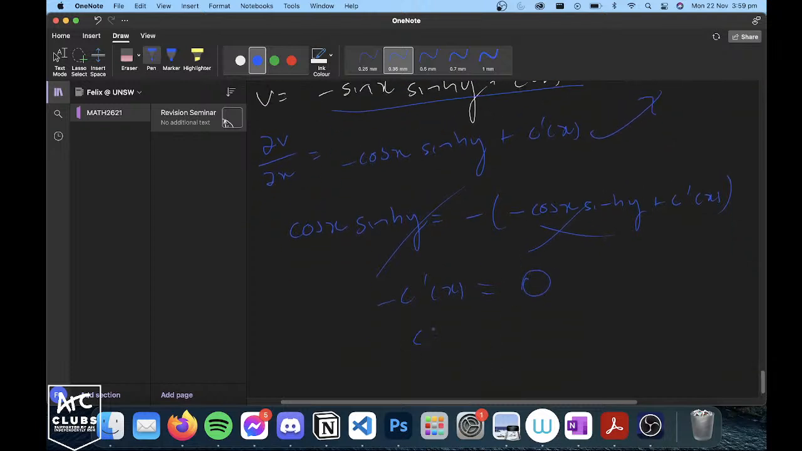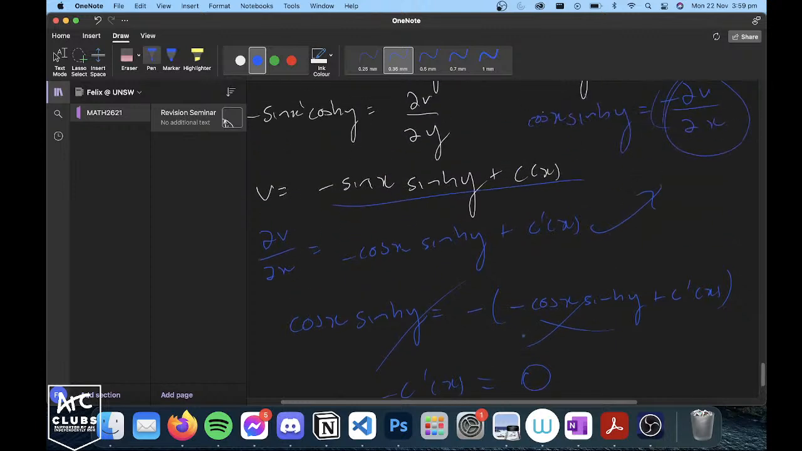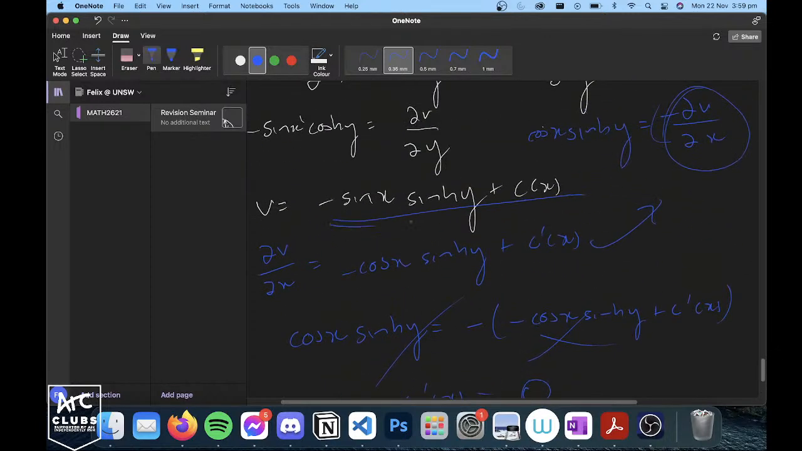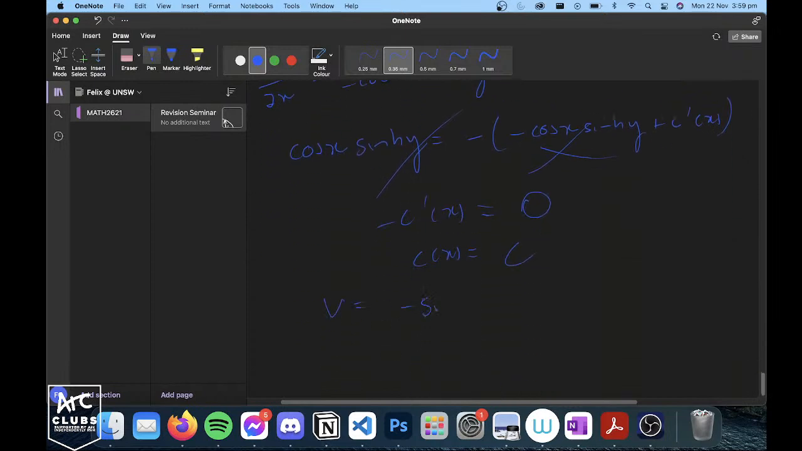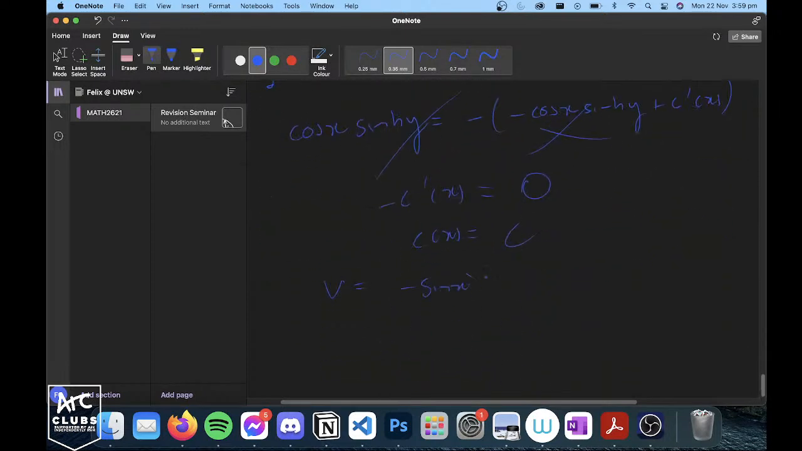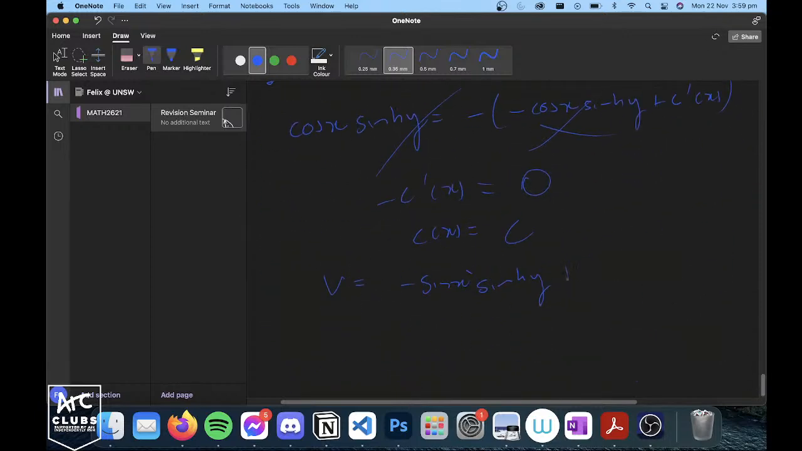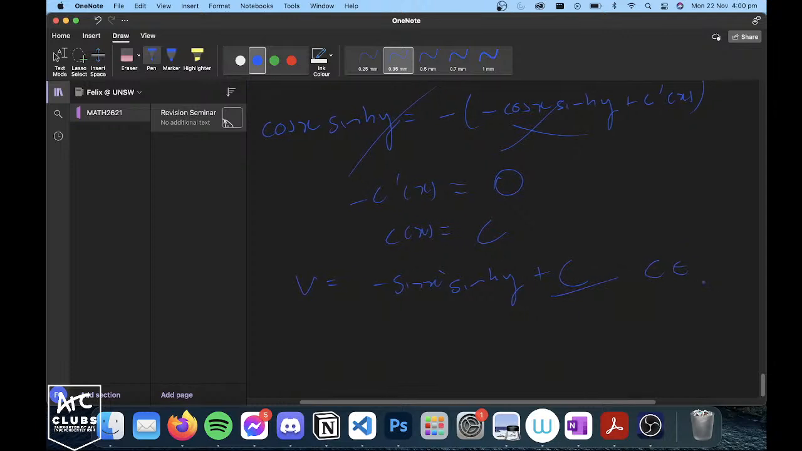And so that means c of x must just be a constant. So let's let it be c. And so v must be equal to what we had: minus sine x sine y plus c, where c is a constant.